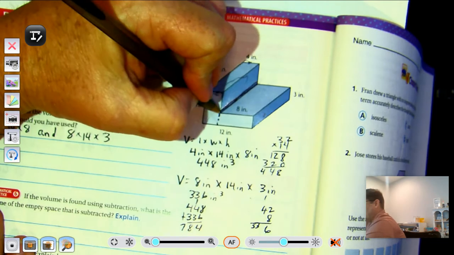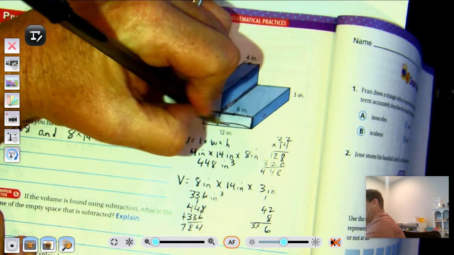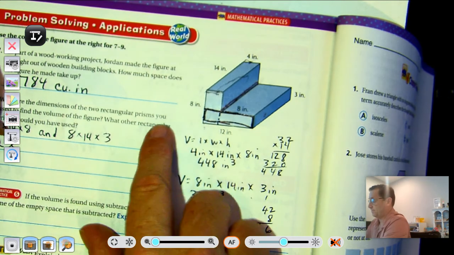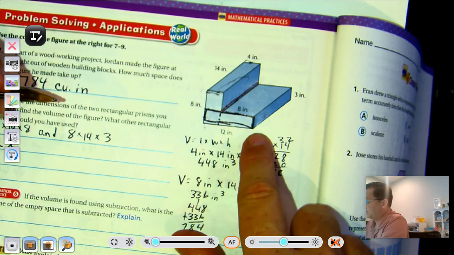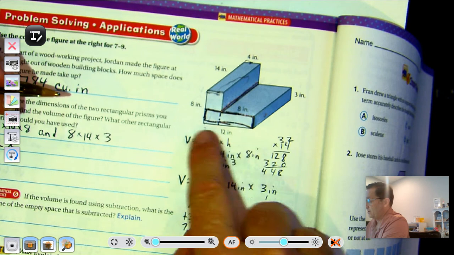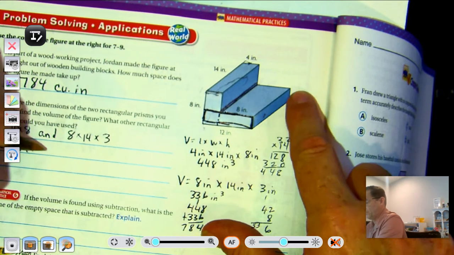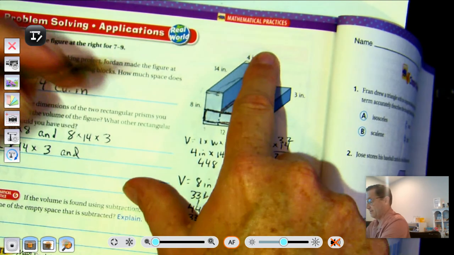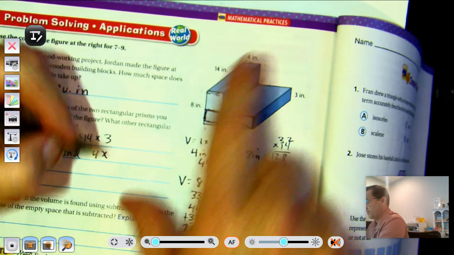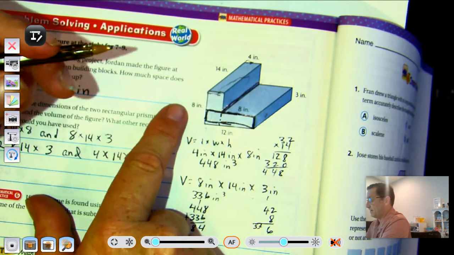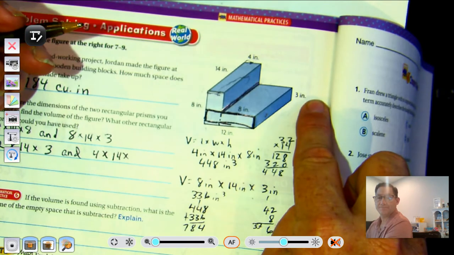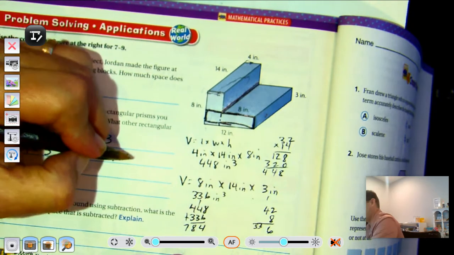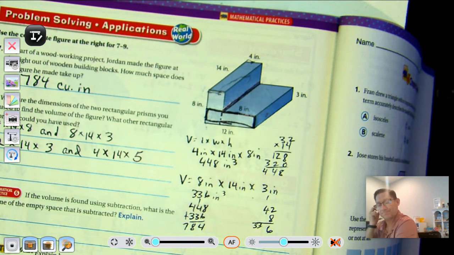Well, that would mean going this way. So having a bottom and a top one. Well, in that case, that would be 12 times 14 times 3. And then the top one would have a length of 4, a width of 14, and a height of 8 take away 3. This whole thing is 8, but I have to take away the bottom part, so 8 minus 3 would be 5. Okay.